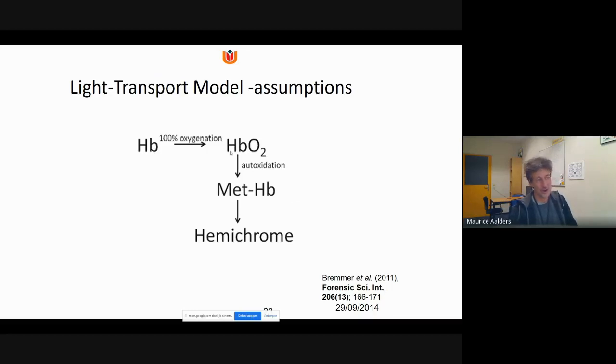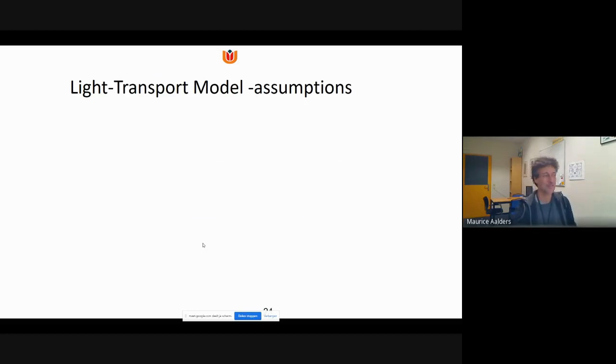In this case, there's oxyhemoglobin. That's the red pigment in the blood. There's methemoglobin. If the blood is exposed to air, it will oxidize, and then it will turn into methemoglobin. The iron will go from 2+ to 3+. And then there's a denaturation process, because hemoglobin is a protein that will fall apart, and it will turn into hemichrome. So we assume these three elements are in that material.